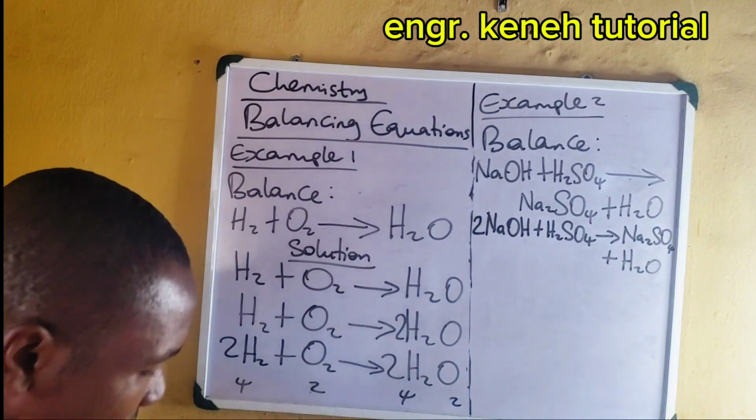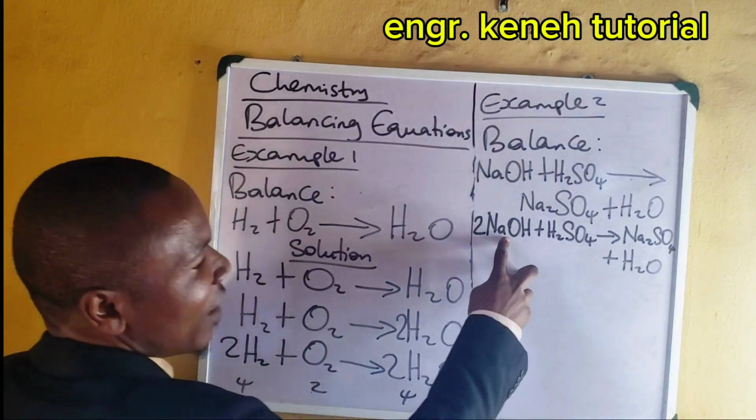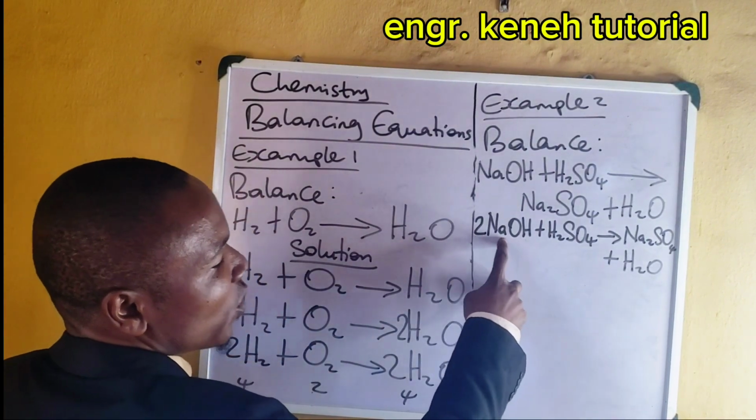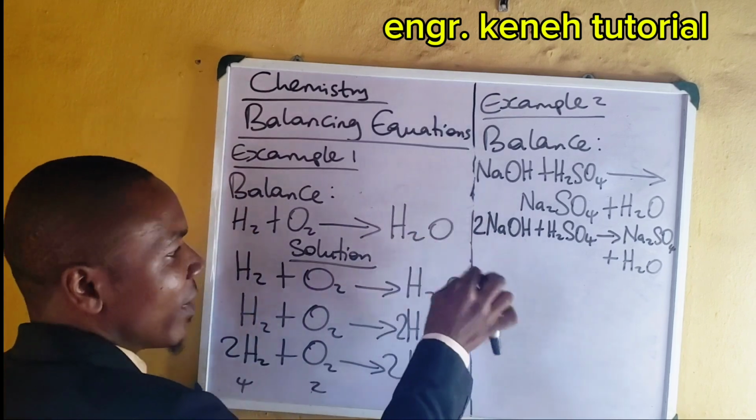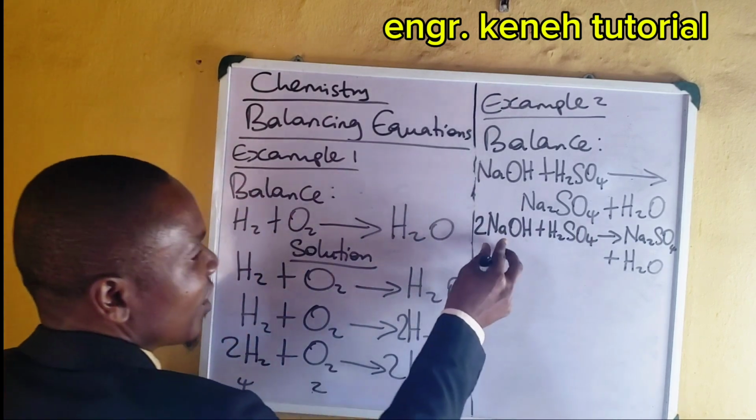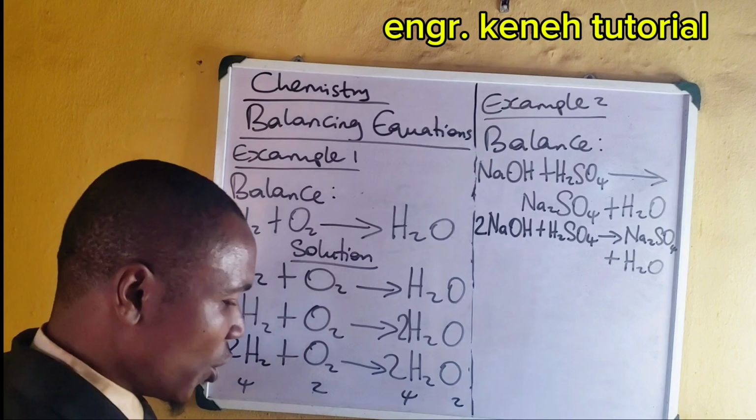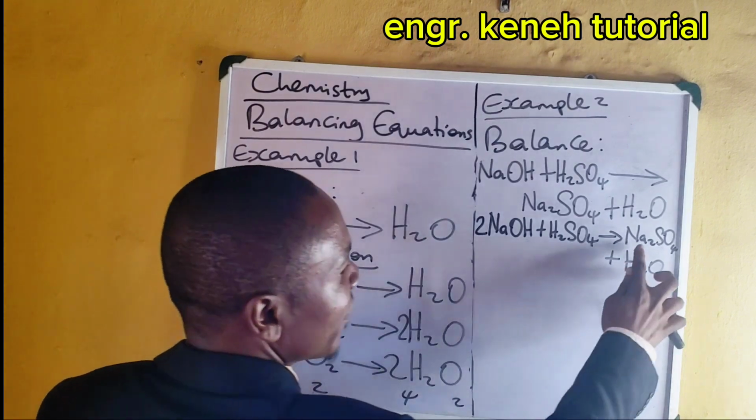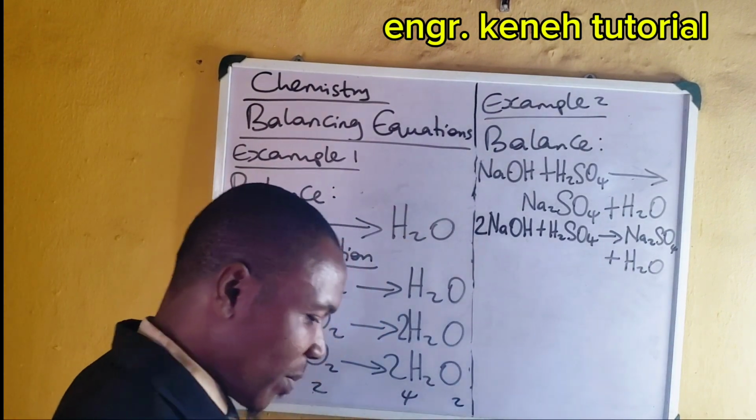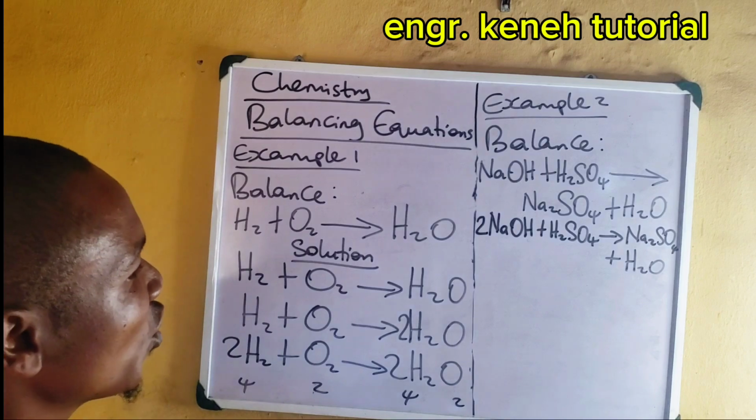If I put 2 here now, automatically what we have here is 1 atom. So 2 times 1 will give me 2. So sodium is now balanced because on this reactant side, we now have 2 atoms of what? Sodium. Then on the product side, we have 2 atoms of what? Sodium. So sodium is balanced now. All right, let us go to the next one.